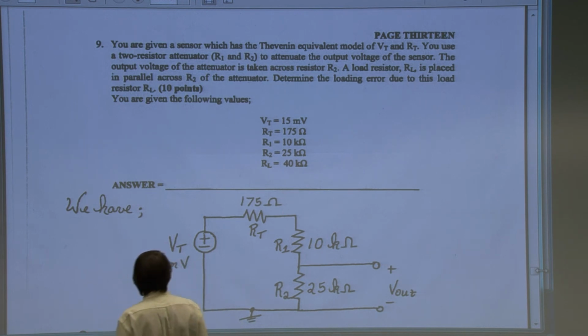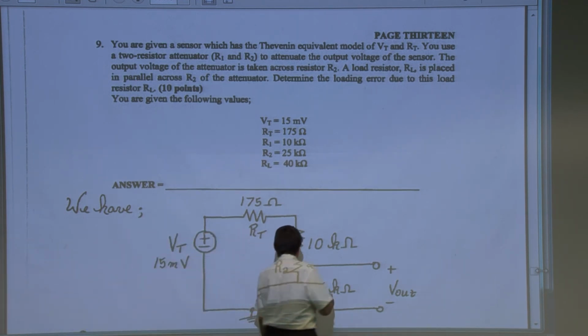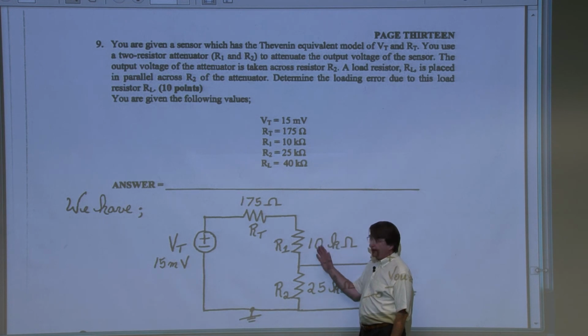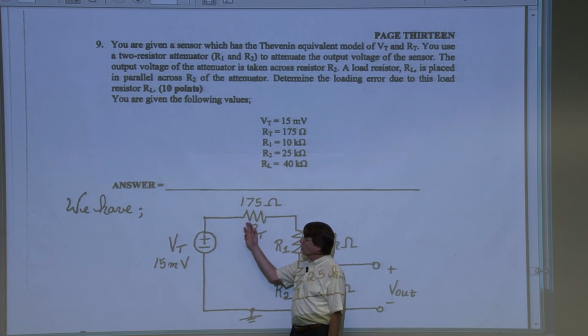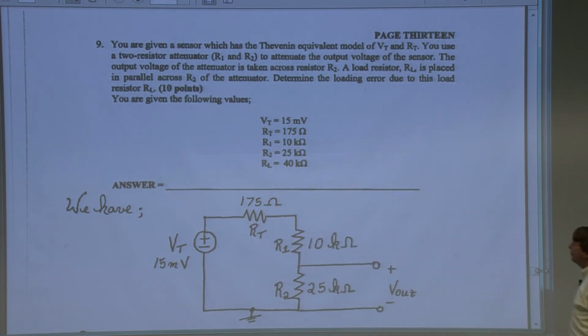So I say excellent. We read here, we have an attenuator. My colleagues, this is an attenuator. It's going to lower the voltage. Here is the Thevenin equivalent for a sensor, and we take the output across R2. I give you all the numbers. Determine the loading error due to RL.